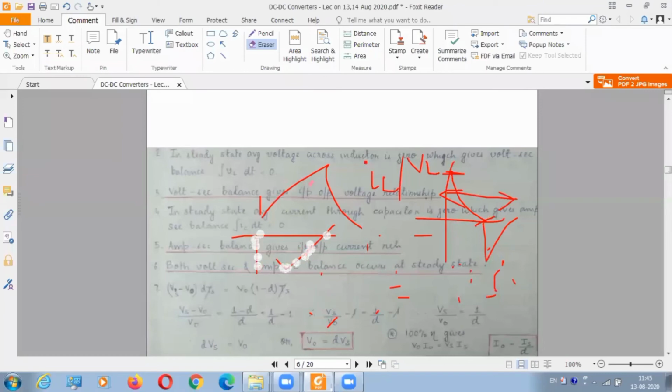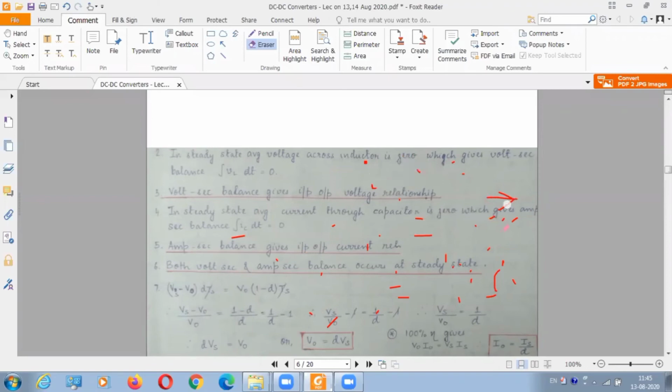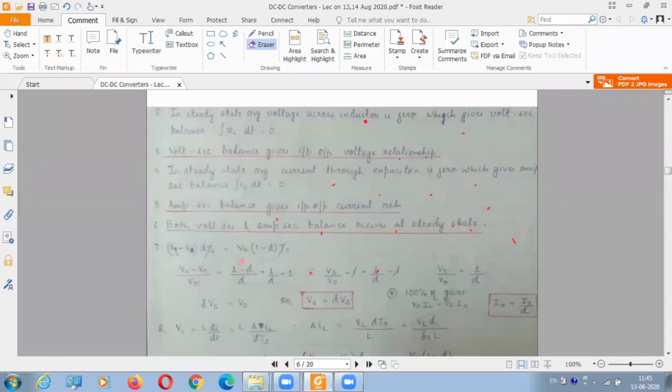Generally, amp-second balance depends upon your capacitor current wave shape, and you will see it's very difficult to apply amp-second balance using the wave shapes we have drawn here. So we'll go by a different method, but amp-second balance and volt-second balance are all used for finding out input-output voltage and current relationships. You can go through points 2 to 6, all these things are written. I have just told you in short. That's why transient analysis is very important; conclusions you have to make.